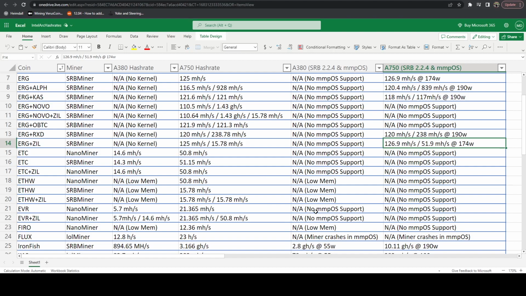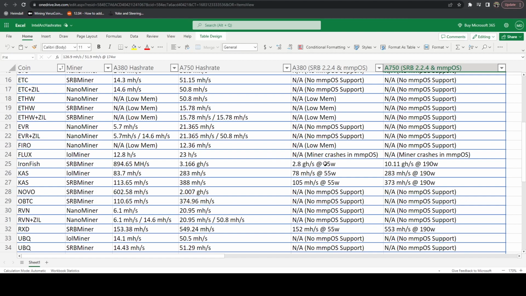Evermore, and this is basically pretty much all of the Kapow ProgPow, we could not get to work within mmpOS. So Evermore didn't work, Firo did not work. Flux, the miner crashed. It did try to spin up, but then it ended up crashing after about a minute or two of running. It kept crashing, and that happened on both cards.